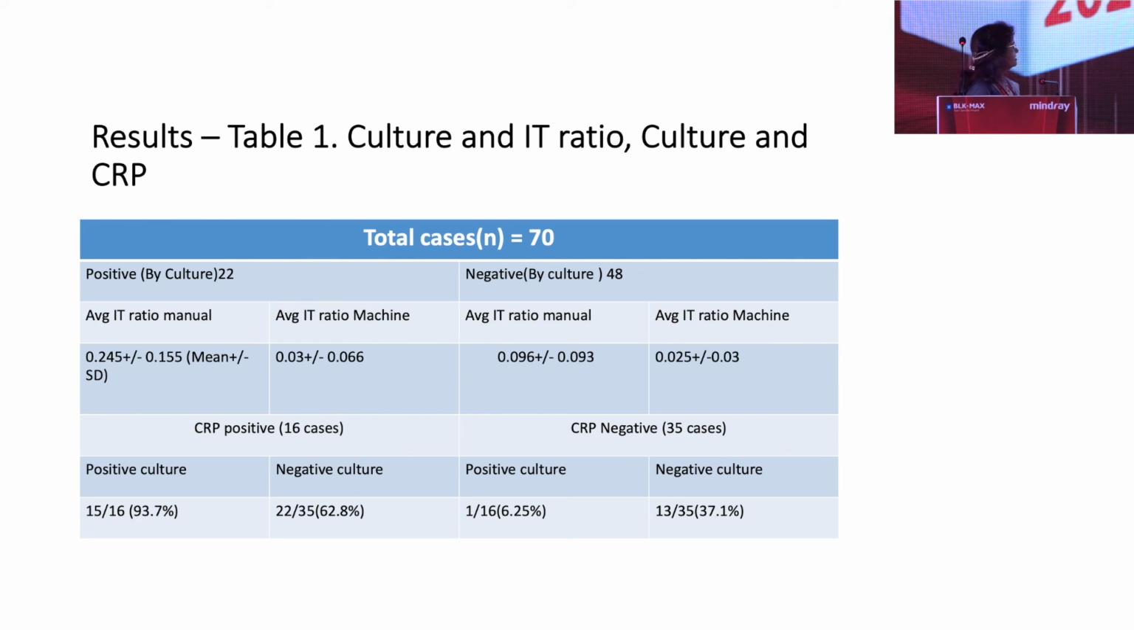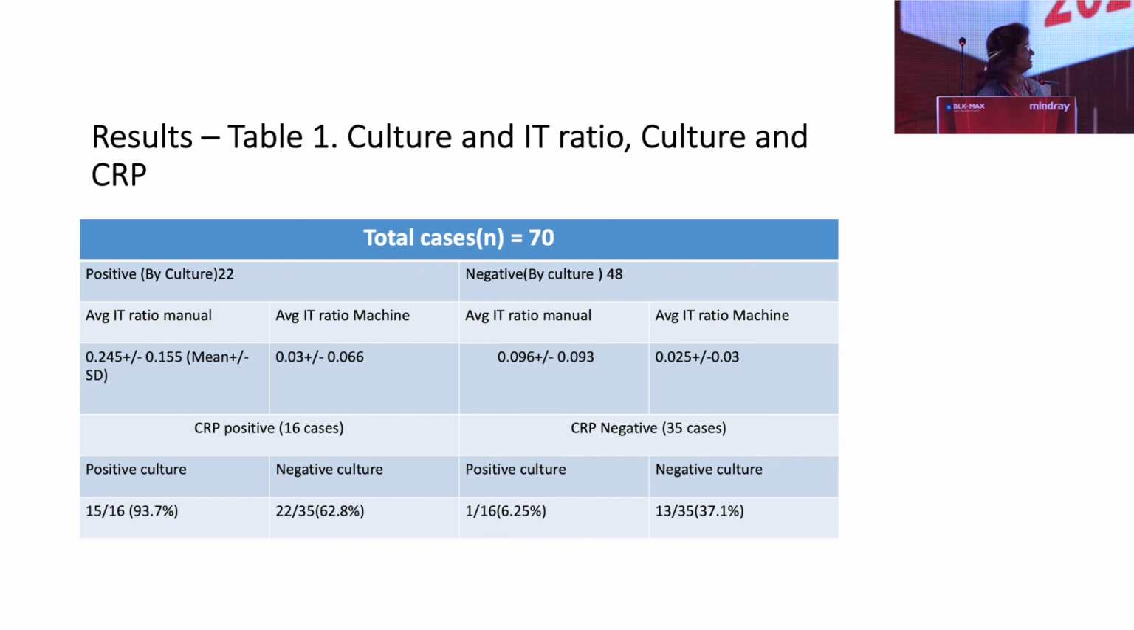So the average IT ratio manually, we are mainly concerned with the manual, but comparing with the machine. The IT ratio in positive cultures was 0.245 plus minus 0.155, while by machine it was 0.03 plus minus 0.06. While in negative cultures by the manual method, you can see the value is very low, 0.096. And by machine, it is even lower, 0.025.